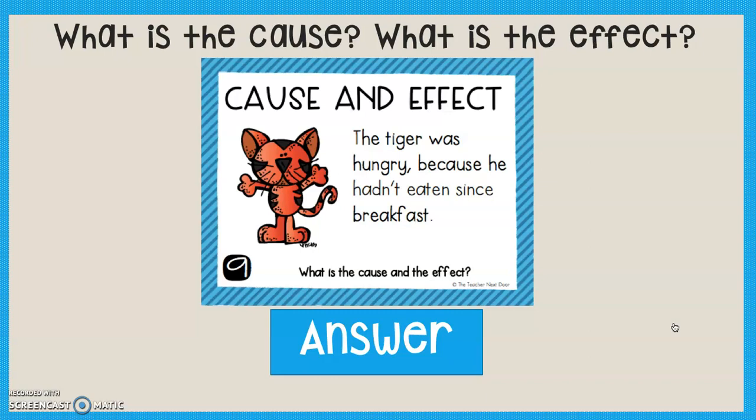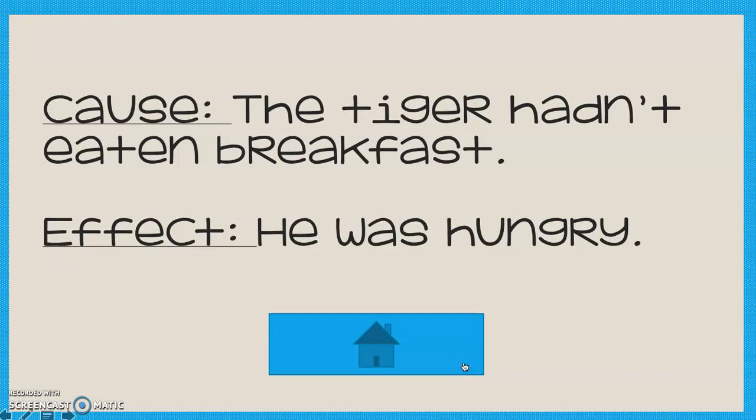So remember, the cause has to happen first. Doesn't always come first in the sentence. It has to happen first. So what happened first and what is the effect of that? Remember to pause so you can write down your answers. Right, our answer, cause the tiger hadn't eaten breakfast. Effect, he was hungry. So because the tiger didn't eat breakfast, then he was hungry.